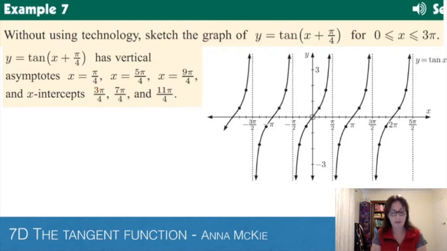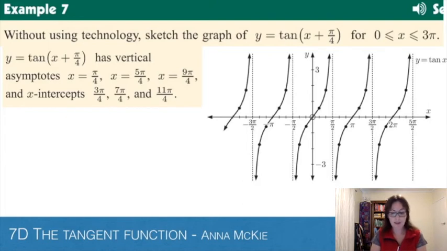Thinking about why, this has had a shift to the left. So thinking about these vertical asymptotes, we've got one at pi on 2. If you shift that to the left by a value of pi on 4, you're now going to have your first asymptote at pi on 4. Think about the other vertical asymptote, 3 pi on 2, 1.5 pi if you like. If you take off a quarter, you're going to end up at 5 quarters. And same for the third one, to make sure you fit it in that domain.